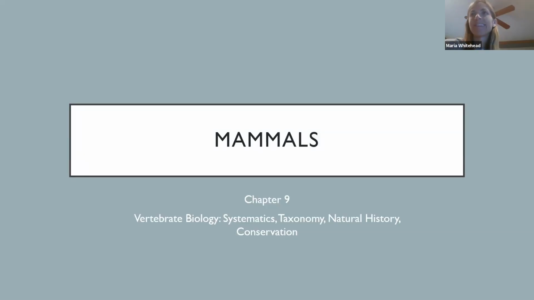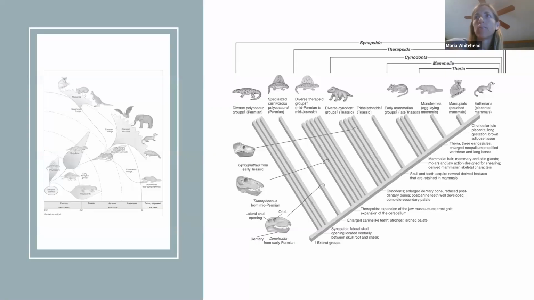Right, guys, mammals, chapter 9. So we're gonna start with a little bit about the evolution of mammals, since we haven't addressed that yet, and then get into morphology and systems. So what distinguishes mammals? They are the only vertebrate group with hair and mammary glands.